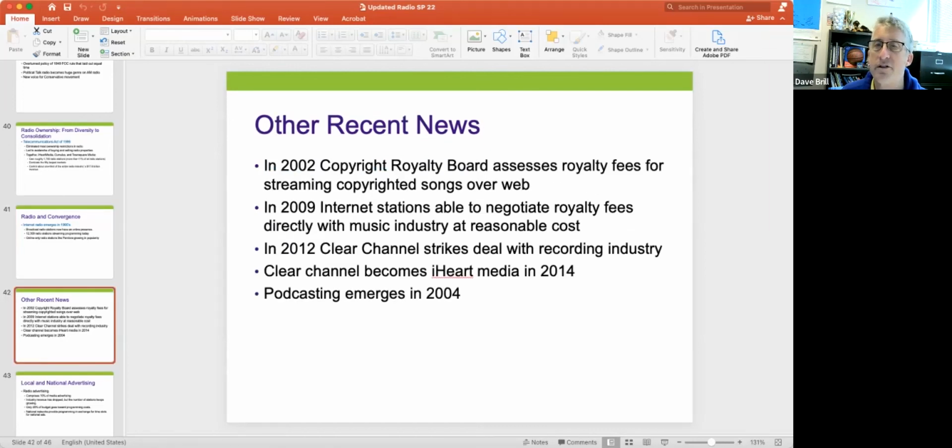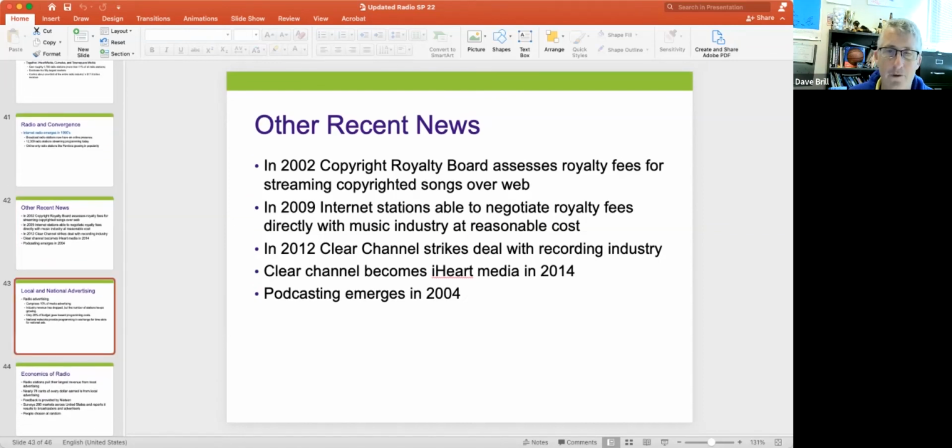Other recent news: in 2002, the Copyright Royalty Board assessed royalty fees for streaming copyrighted songs over the web. In 2009, internet stations were able to negotiate royalty fees directly with the music industry at a reasonable cost. In 2012, Clear Channel strikes a deal with the recording industry. Clear Channel was basically the parent company to iHeartMedia back when the Telecommunications Act happened. So if you go back and look at the Telecommunications Act, it was Clear Channel that was there first, and later it becomes iHeartMedia in 2014. And podcasting, of course, has its infancy back in 2004. See, I told you we'd go full circle if you listened to part one, right?